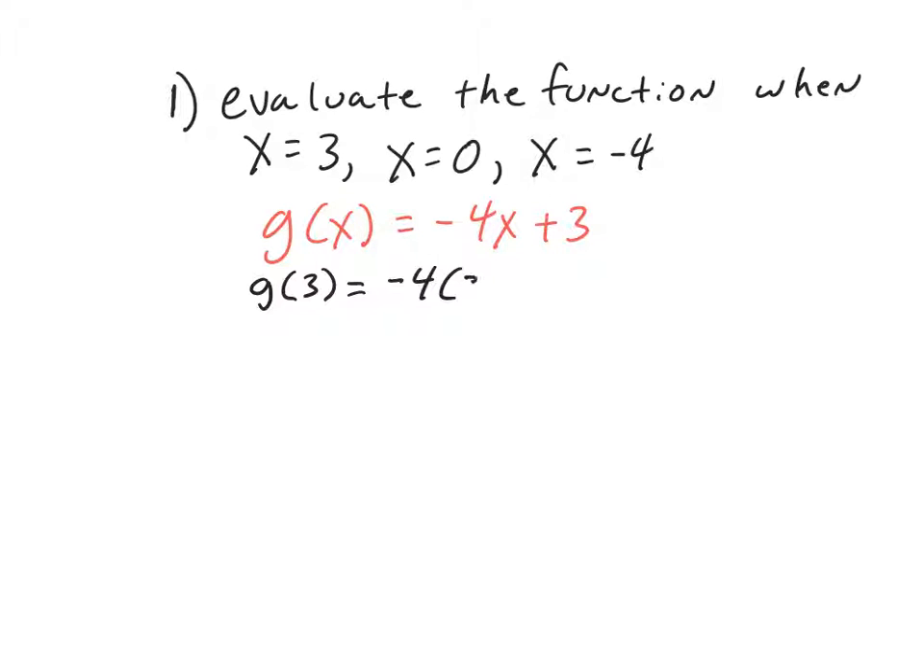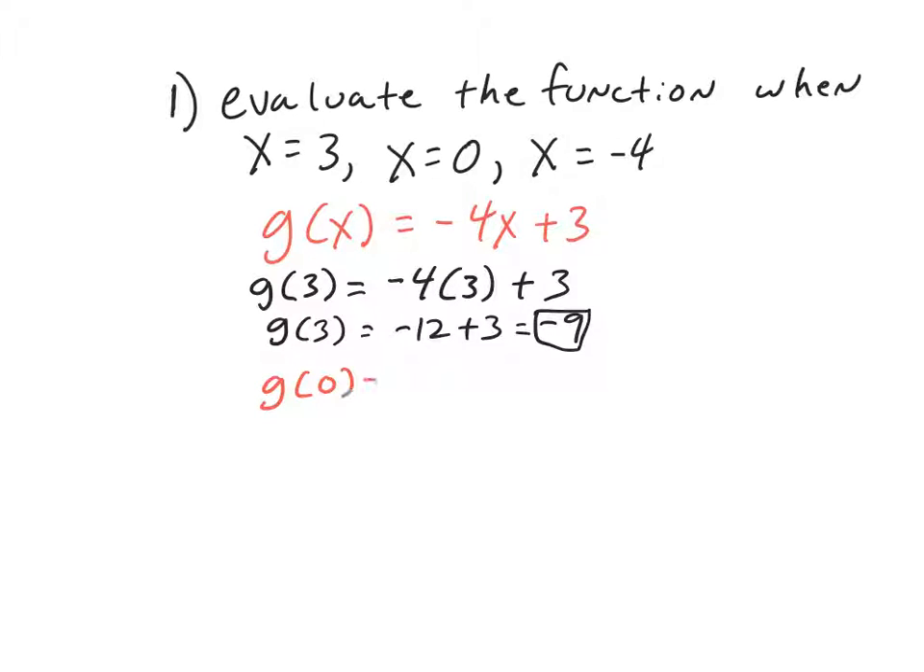So it's going to be negative 4 times 3 plus 3. And that's going to equal negative 12 plus 3, which is negative 9. And then the next one, we have x is equal to 0. So we have g of 0 equals negative 4 times 0 plus 3. And that's just going to be 3.